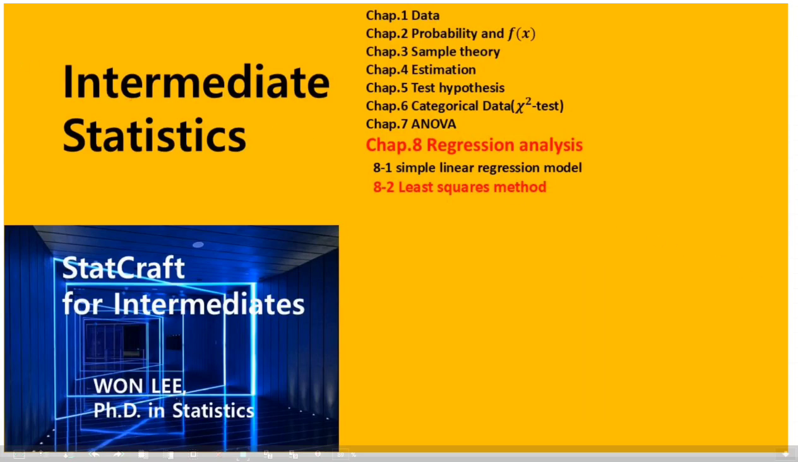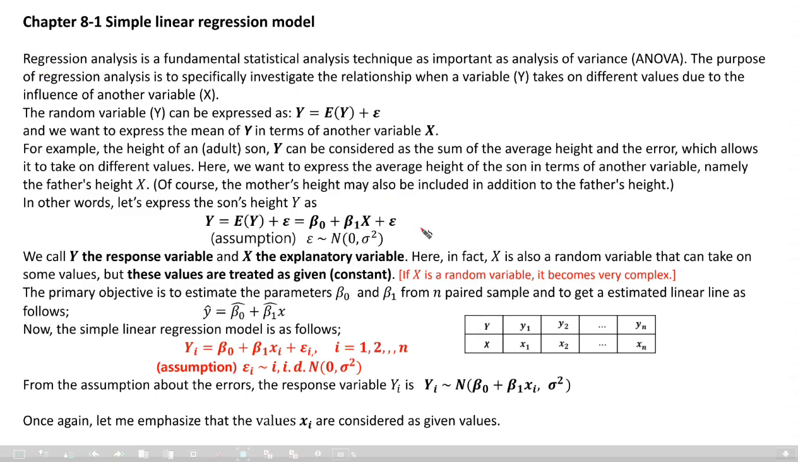Okay, let's take a little review of the model here. The simple linear regression model is like this. Beta 0 is the intercept, beta 1 is the slope of the line. So we need to take a sample, of course, a paired sample: y1, x1, y2, x2, ..., yn, xn. Then we get an estimated linear line, like this. Understand that?